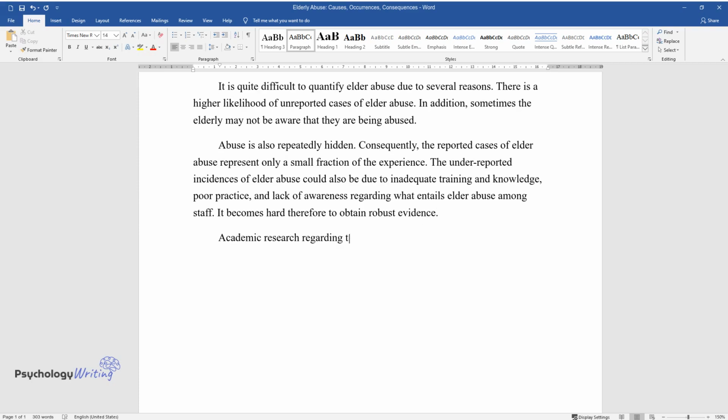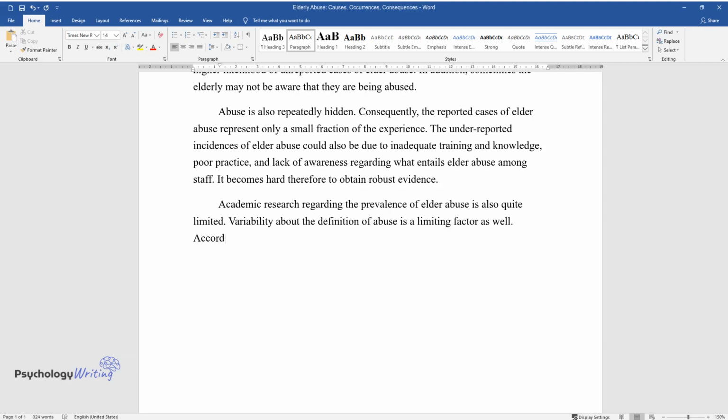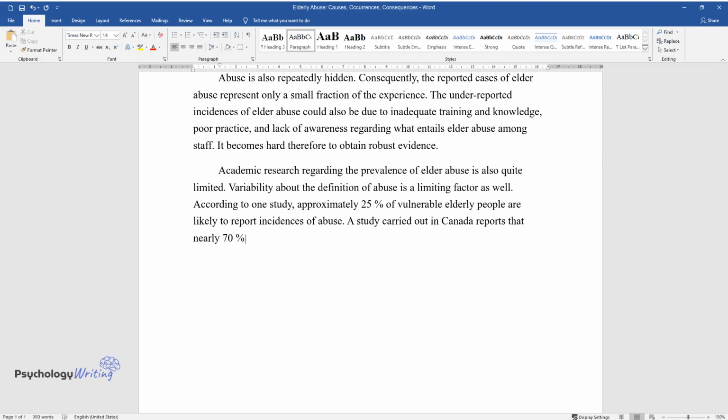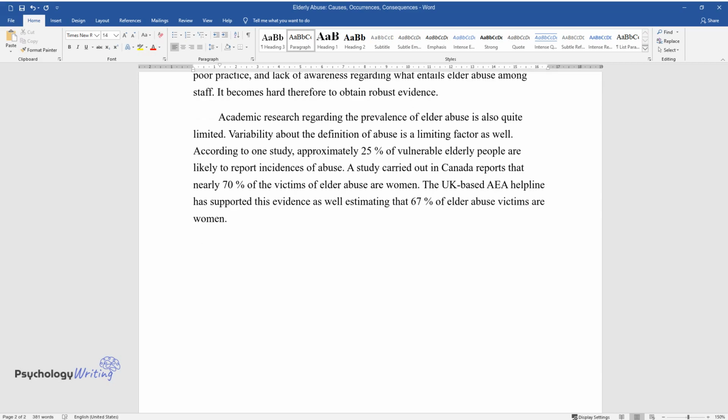Academic research regarding the prevalence of elder abuse is also quite limited. Variability about the definition of abuse is a limiting factor as well. According to one study, approximately 25% of vulnerable elderly people are likely to report incidences of abuse. A study carried out in Canada reports that nearly 70% of the victims of elder abuse are women. The UK-based AA helpline has supported this evidence as well, estimating that 67% of elder abuse victims are women.